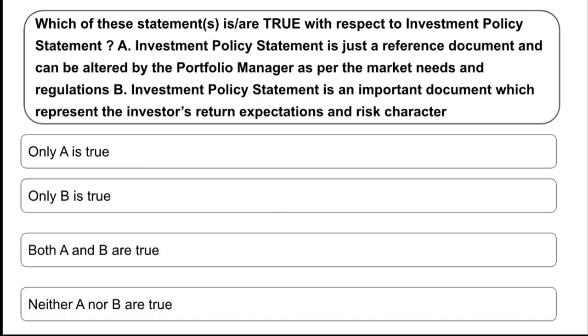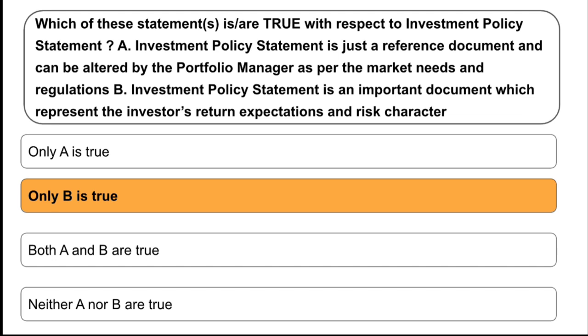Going to the next question. Which of these statements is or are true with respect to the investment policy statement? Options are: A. Investment policy statement is just a reference document and can be altered by the portfolio managers as per the market needs and regulation. B. Investment policy statement is an important document which represents the investor's return expectations and risk characteristics. Options are: A, only A is true; B, only B is true; C, both A and B are true; D, neither A nor B is true. The correct answer is only option B is true. That is, the investment policy statement is an important document which represents the investor's return expectations and risk characteristics.